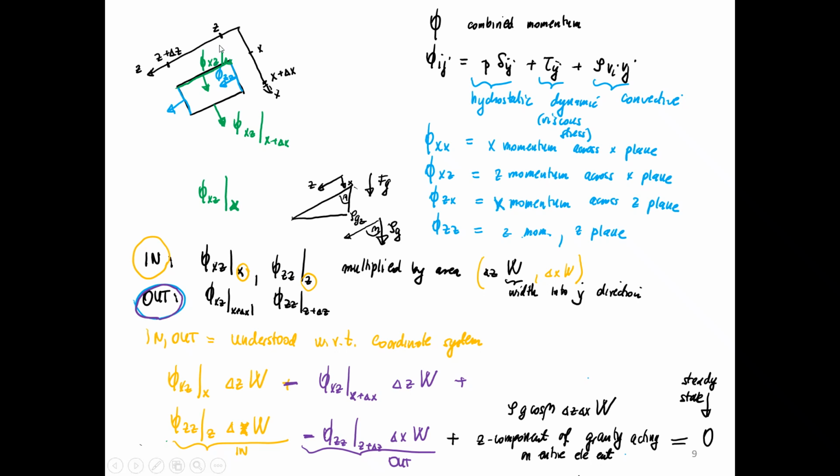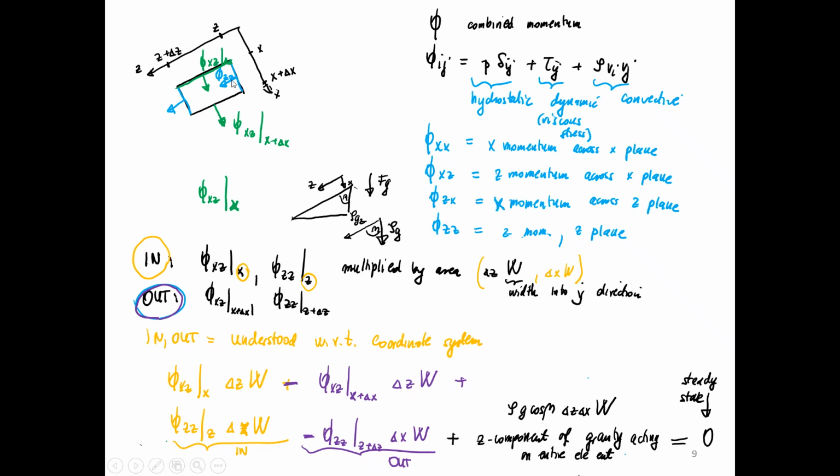Coming in, phi xz at x, this is per area, so I have to multiply it by area. And my area is here delta z times whatever is going into the y plane. You can write it down or not. I wrote it down simply so that our dimensions are correct because I have to multiply by area. But technically I can just ignore this w, this width into the plane, all along. Okay? So this is my phi xz at x times delta z times w. And what's coming out on the other side is phi xz at x plus delta x, delta z, w. So this is in minus out in this direction.